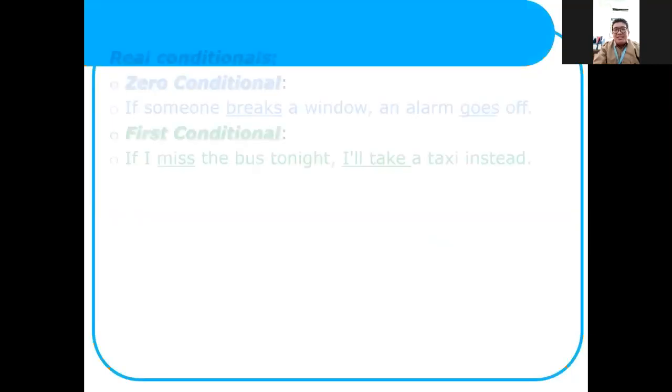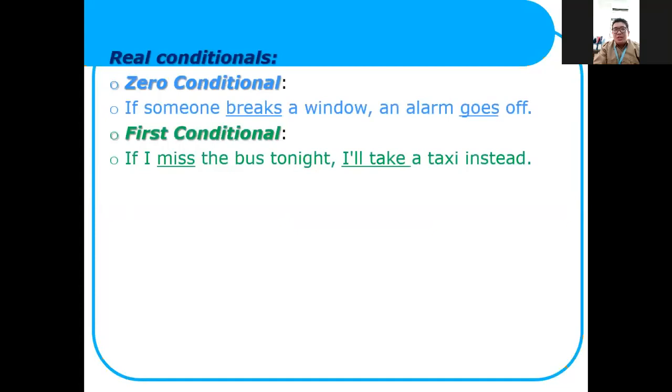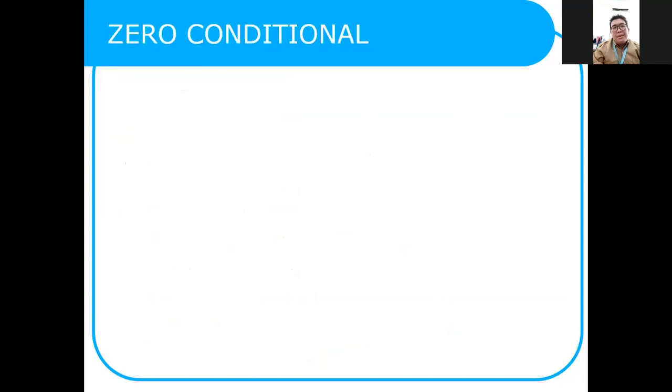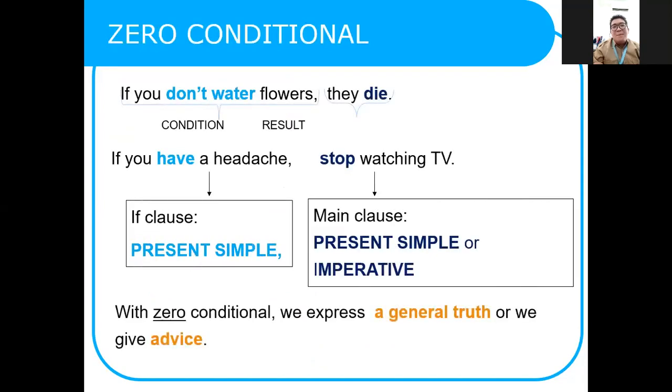Okay? And then we have learned about this one, the real conditionals. There are zero conditional and then first conditional that is included in real conditional, and then in the unreal conditionals, dalam aspek yang unreal there are second conditional, third conditional, and sometimes we also have mixed conditional. Zero conditional talks about the general truth or present situation or general fact.